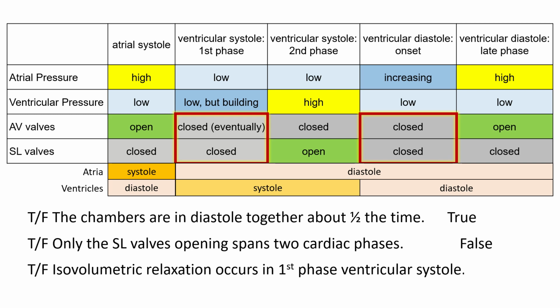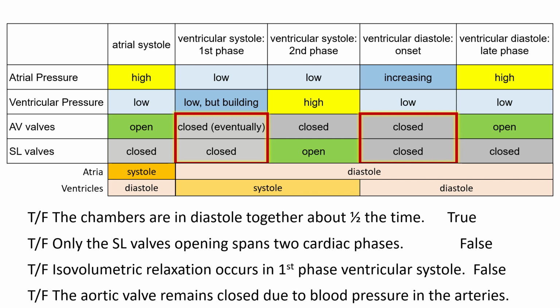Isovolumetric relaxation occurs in first phase ventricular systole. So this question is asking you, how do you name an isovolumetric moment? Well, you want to look at where it's located. So this one is in systole, and then this one is in diastole, and if we're talking about the first phase, which is in systole, we would not call it relaxation, we would call it contraction, so the answer to that would be false. Isovolumetric relaxation occurs in the diastolic onset in the ventricles.